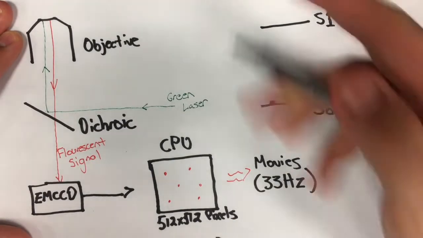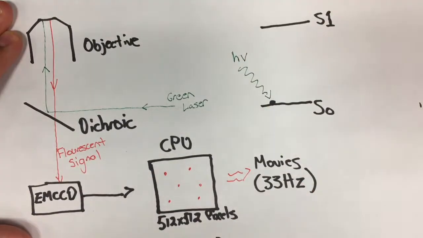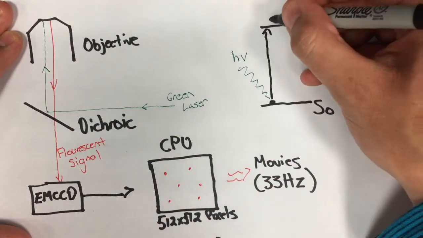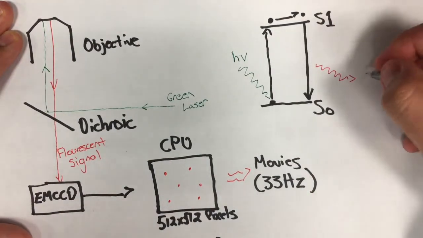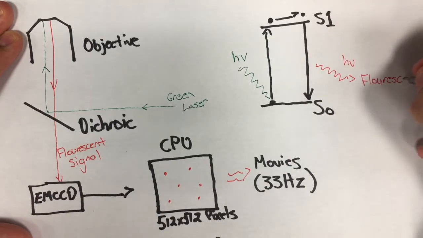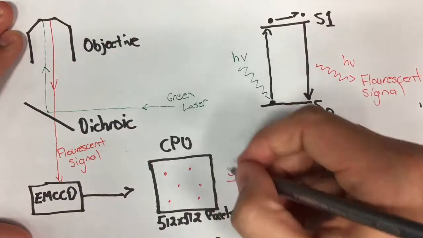As mentioned, most of the particles you'll be tracking will be labeled with fluorescent dye, so let's go over that briefly. You have your incoming laser light represented by h nu, which excites a ground state electron to an excited state. Then the emission of a photon from that excited state gives you your fluorescent signal.